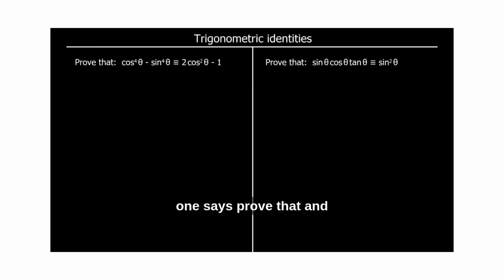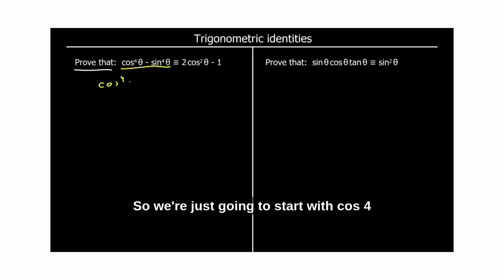This one says prove that. We've got the left side, cos 4 theta minus sine 4 theta is equivalent to 2 cos squared theta minus 1. So when we have one of these questions, we have to take the left side, usually the left side, and turn it into the right side.